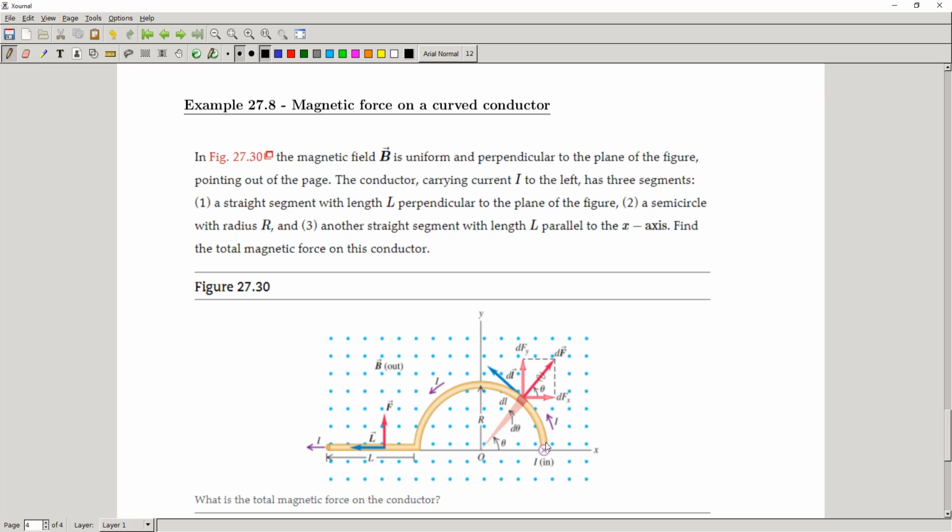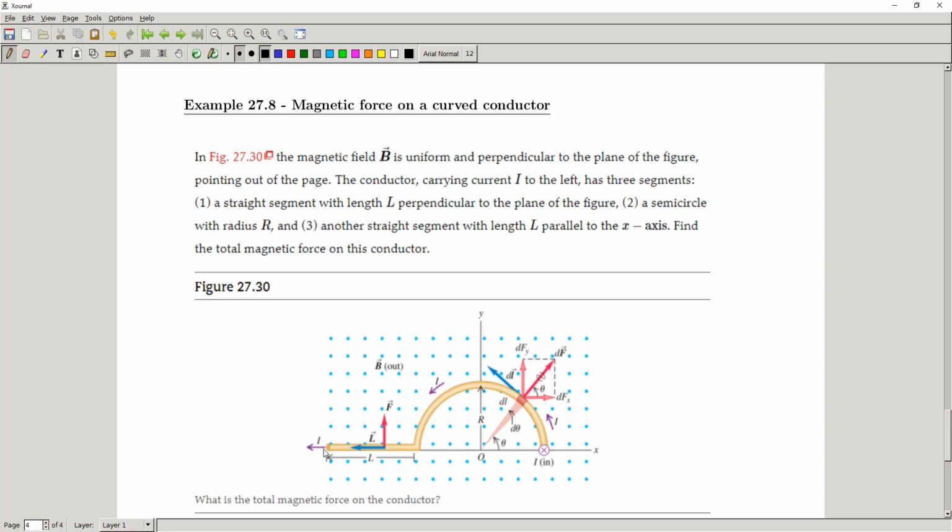The wire has three segments, as we talked about. Section 1 here is a segment of length L that's perpendicular to the plane of the figure. So this section here that points into the page, that's length L. Section 2 is a semicircular chunk here. And section 3 is another straight segment with length L that's parallel to the x-axis. We see it kind of leaning over here. Okay, and we want to find the total magnetic force on this conductor.